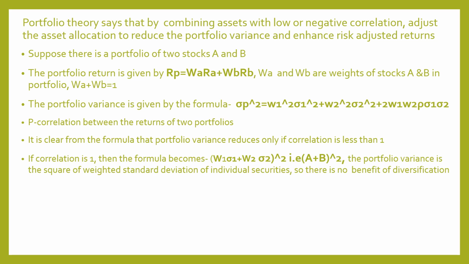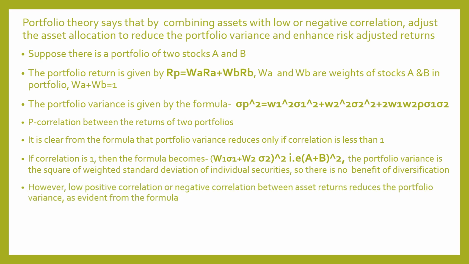If the correlation is 1, then the formula becomes (weightage 1 into standard deviation 1 plus weightage 2 into standard deviation 2) squared. The portfolio variance is the square of the weighted standard deviation of the individual securities, so there is no benefit of diversification. However, a low positive correlation or negative correlation between the asset returns reduces the portfolio variance, as evident from the formula. A negative correlation between the asset returns will reduce the portfolio variance the most.